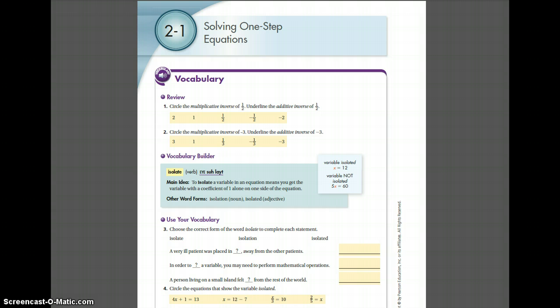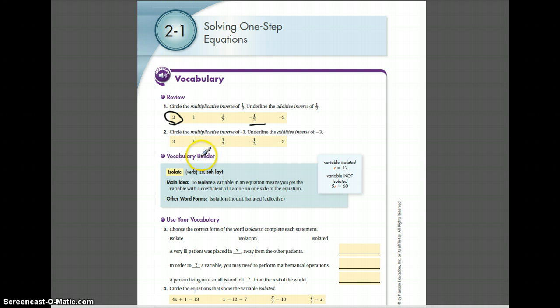Underline the additive inverse of 1/2. The multiplicative inverse is the reciprocal. So the reciprocal of 1/2 is 2. The additive inverse is the opposite. The opposite of 1/2 is negative 1/2.